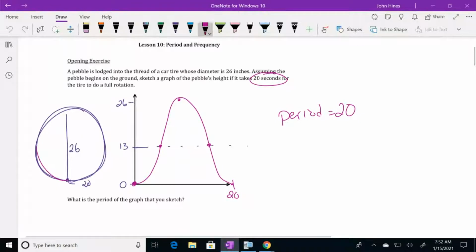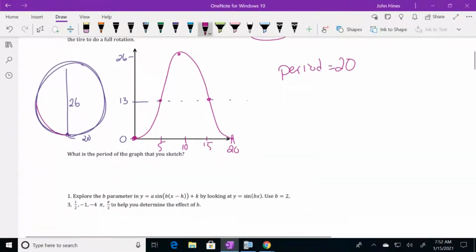And we need to talk about how does that affect the equation? Well, if that's 20 seconds, when do I reach the top? 10 seconds. Well, where do I reach that middle point? 5 seconds. 5, 10, 15 would go there. Okay? So we're eventually going to be dealing with word problems where we've got to deal with the midline, the amplitude, the shape, and the period. Well, the period is 20 seconds because that's one full rotation.